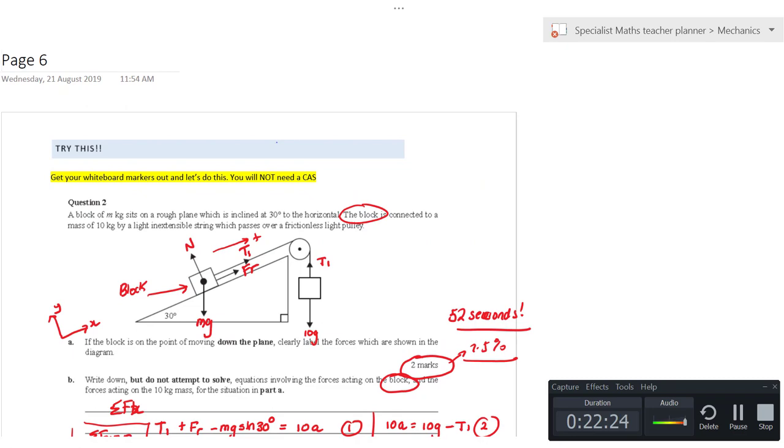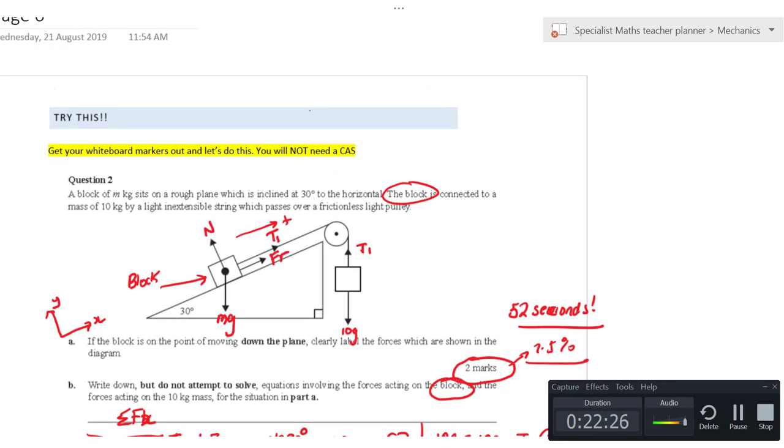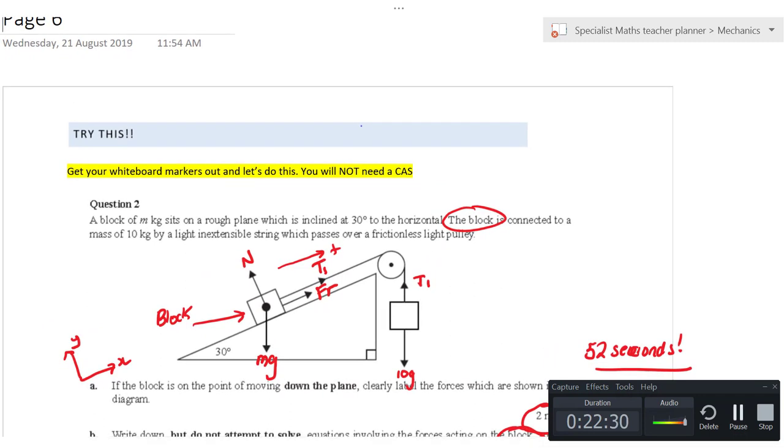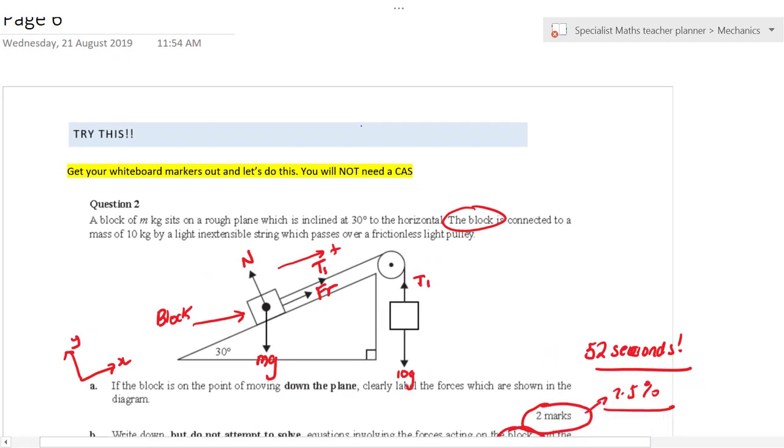Now, block M. I just want you to have a bit of a stop and a pause and a read of this. Okay, I'm just going to pause this for a second. Have a good read of it. I've drawn the force diagram. Notice that I've got N, my normal reaction force, perpendicular to the plane. I've got T1, which of course, now think about it, for every action, there's an equal and opposite reaction. That's Newton's third law.